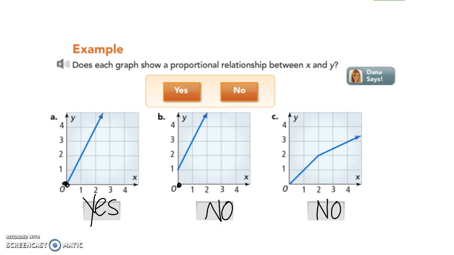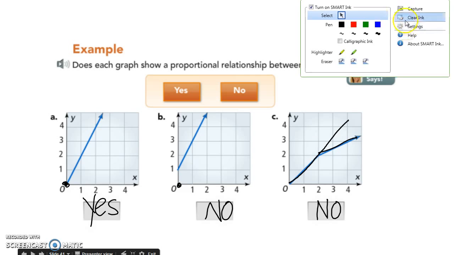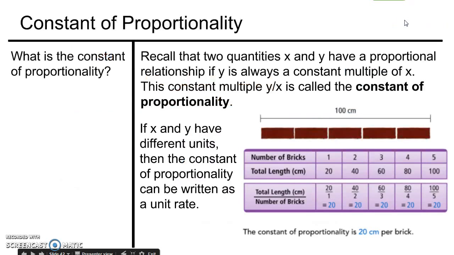No. Why not? It's not a straight line graph. It bends right here. Okay? So it has to be both. It has to pass through the origin and it has to be a straight line. If it doesn't meet both those requirements, it is not showing us a proportional relationship.